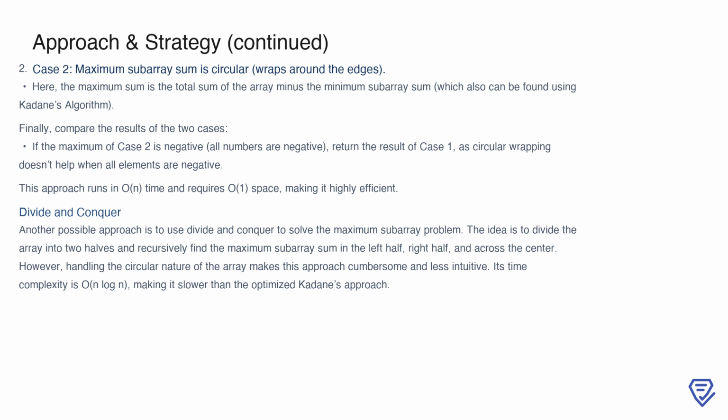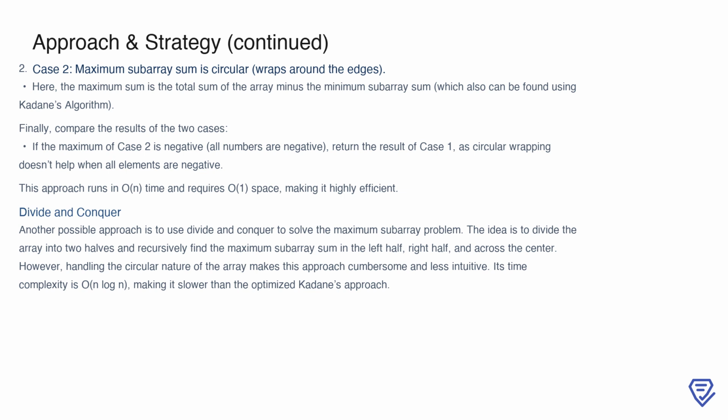By doing this, we effectively include the elements outside the minimum subarray, which represent the circular wraparound. The minimum subarray sum can also be determined using a modified version of Kadane's algorithm. Once we have the results for both cases, we can compare them. If the maximum sum from case 2 is negative, it indicates that all elements in the array are negative. In such cases, the optimal solution is to return the result from case 1, as circular wrapping would not provide any benefit.